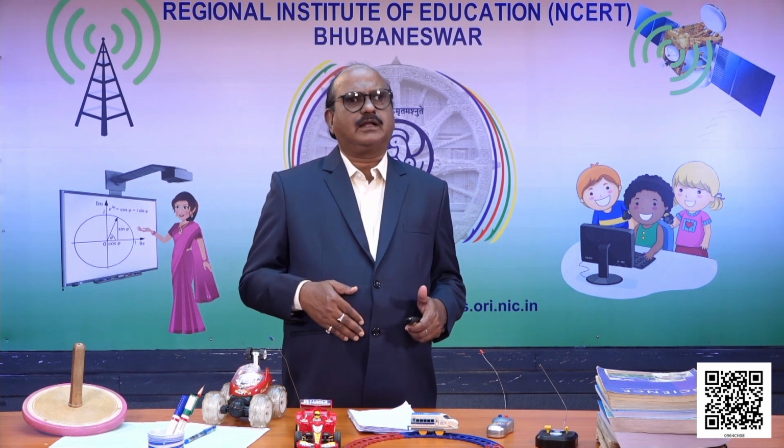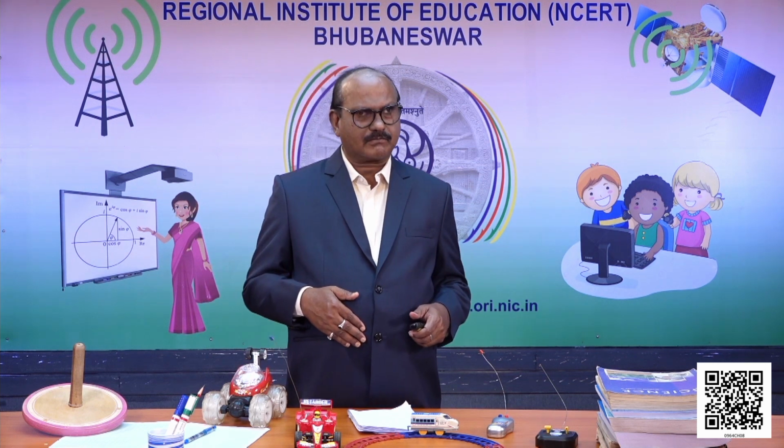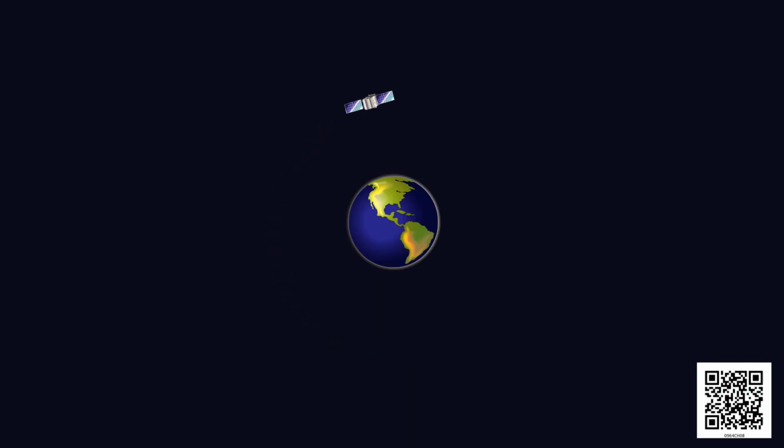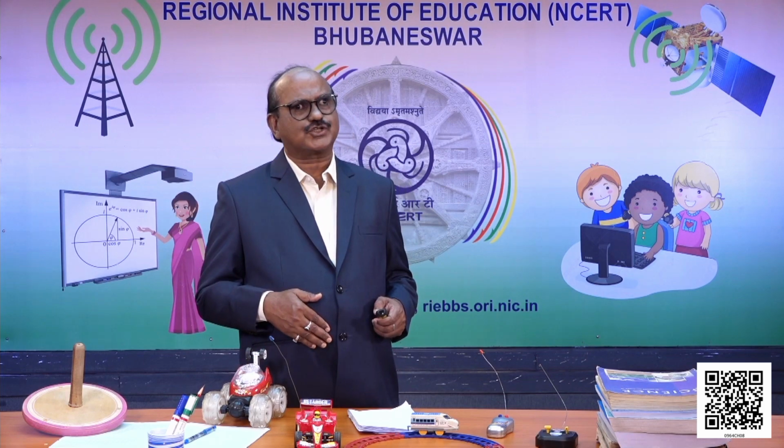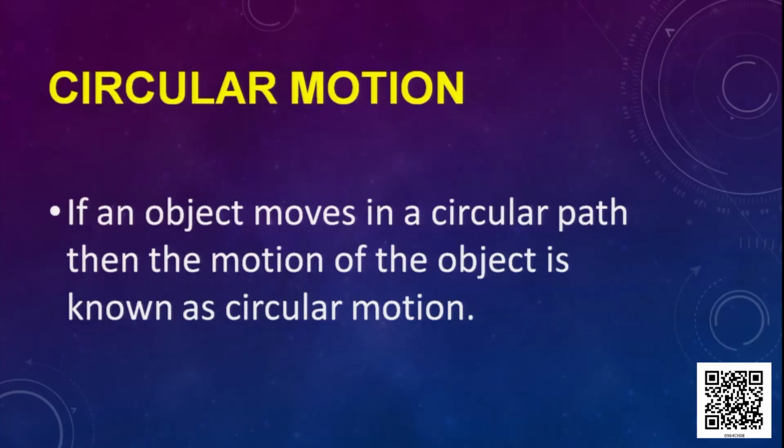Then we'll see one more picture for discussing circular motion. Here a satellite is revolving around the earth in a circular orbit. So in this picture, you see the satellite is revolving around the earth in a circular orbit. That's why this is an example of circular motion. So let us define the term circular motion. If an object moves in a circular path, then the motion of the object is known as circular motion.